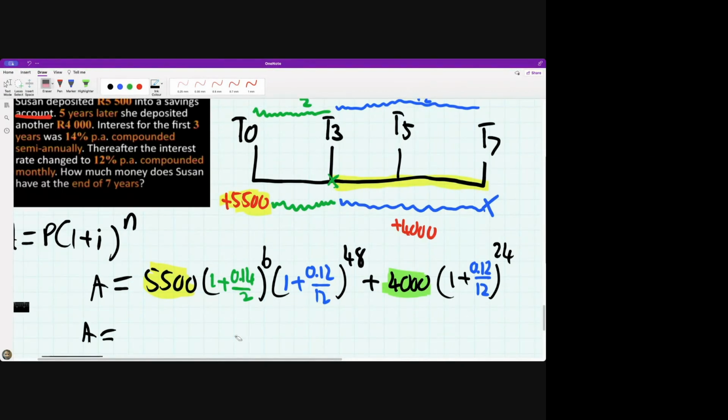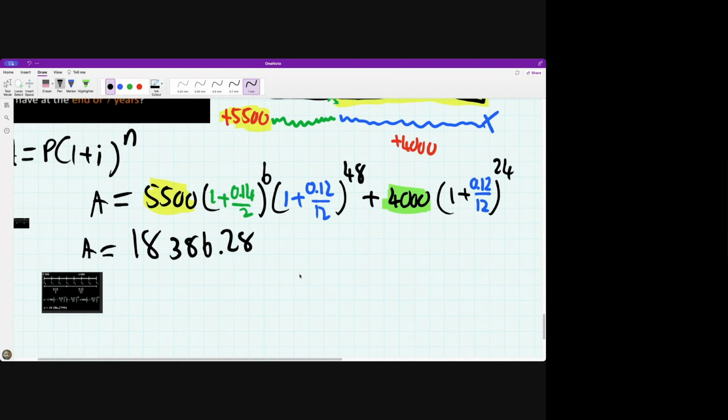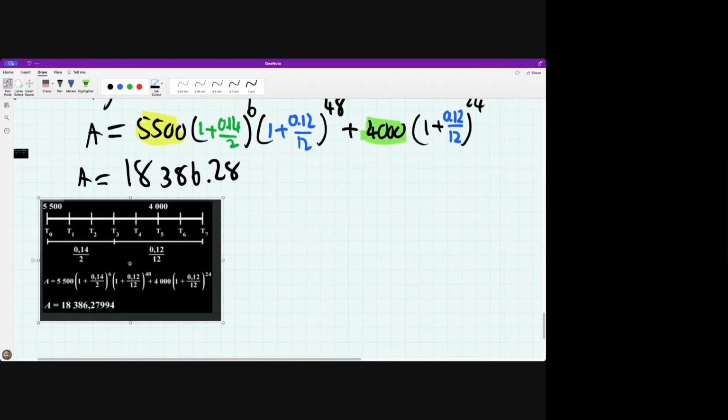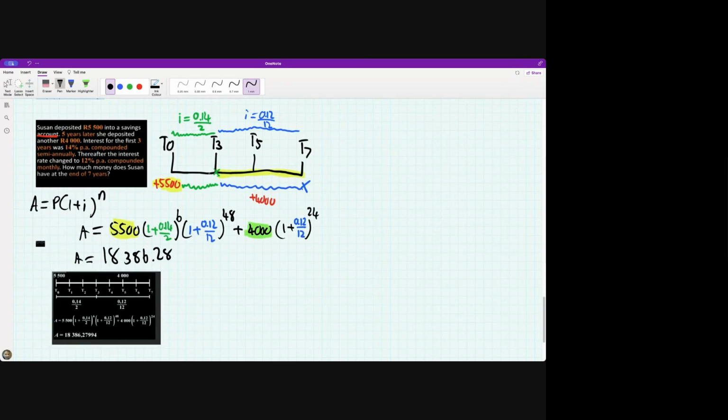And I get 18. I'll check my answer in a moment, but I get 18,386.28. Now, did I make a mistake? No, there we go. Oh, sorry. That is the fancy way, but I think that I like my squiggly way better. So that's the answer, but I think I prefer my squiggly things. I feel like they're clearer. So I get 18,386 Rand and 28 cents for my answer.